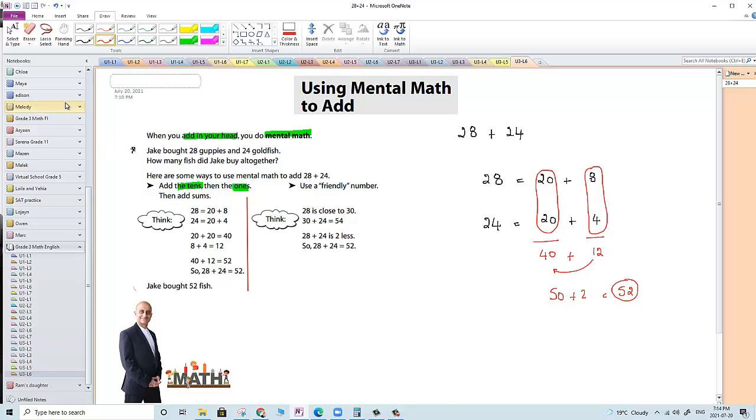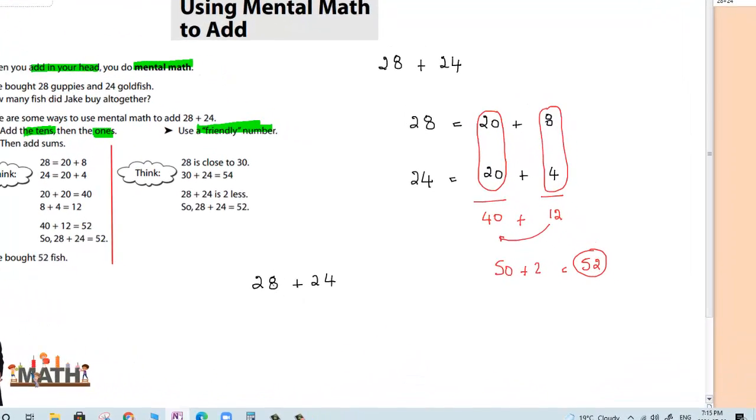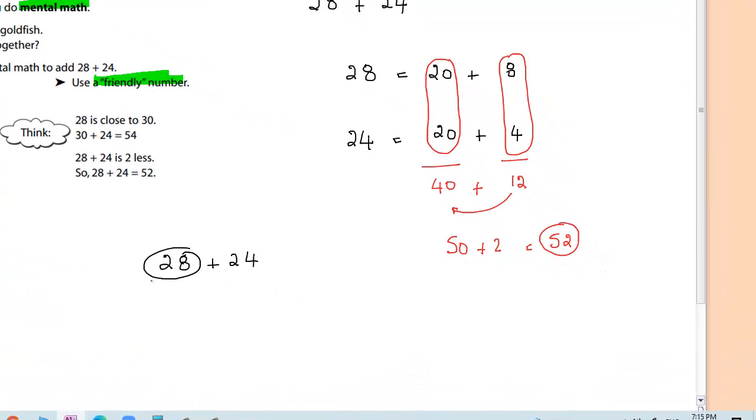There is another method which is to use a friendly number. What is the meaning of use a friendly number? I know that if I'm adding 28 and 24, if I can use a friendly number, it's better to transfer the 28 to 30. 30 is an easy number, a friendly number. And when I add it to 24, it's easy. 2 tens and 3 tens, 5 tens, that means 54 right away.